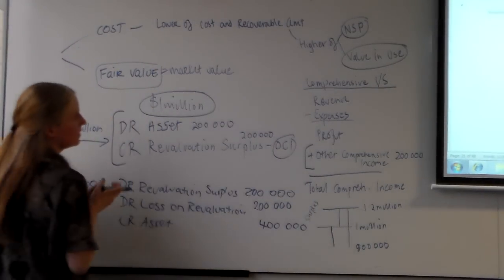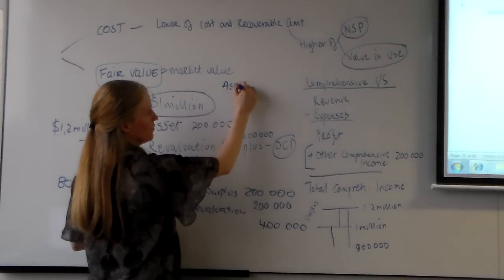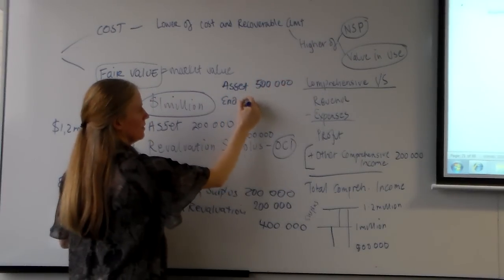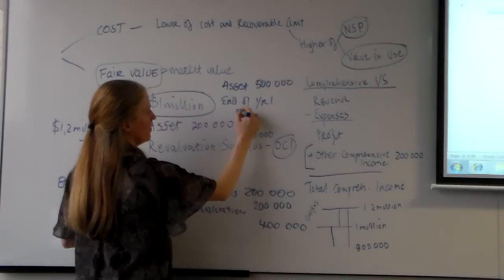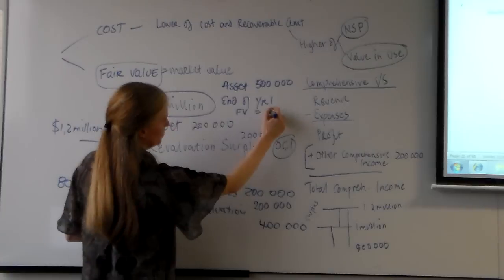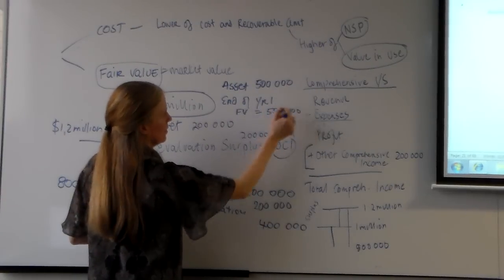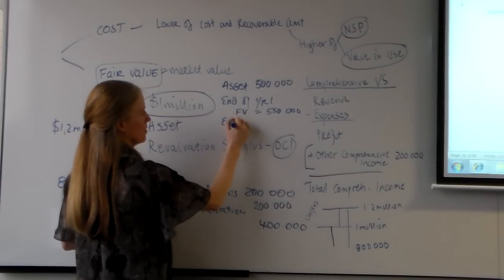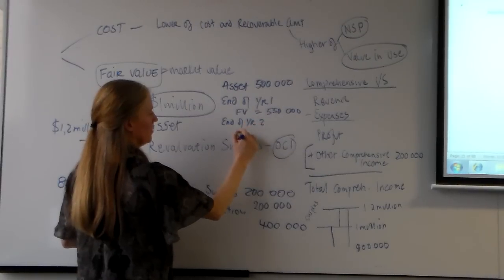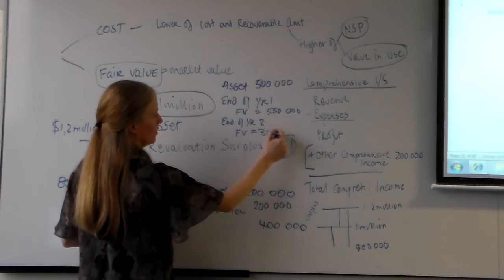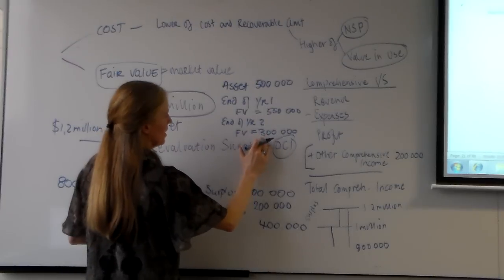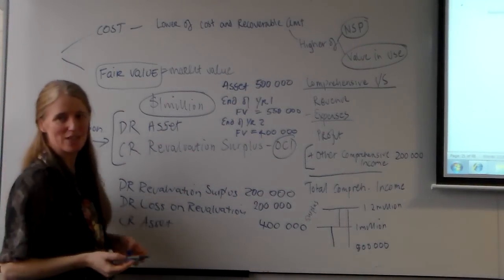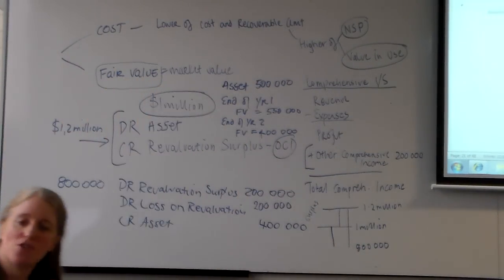Okay, so basically what I'm going to say is that I've got an asset purchased for, say, 500,000. End of year 1, fair value is, say, 550. End of year 2, fair value is 300. Or let me say 400. I want you to do any necessary journal entries for that.